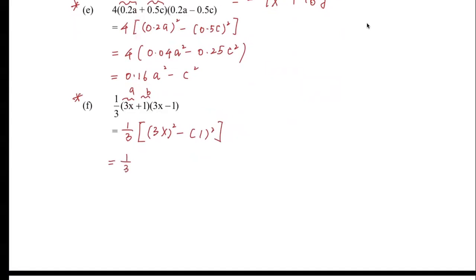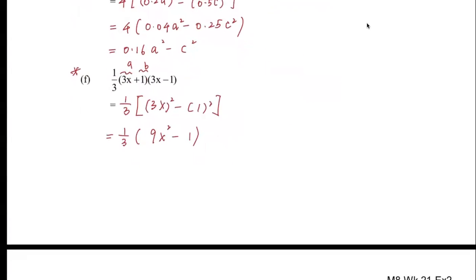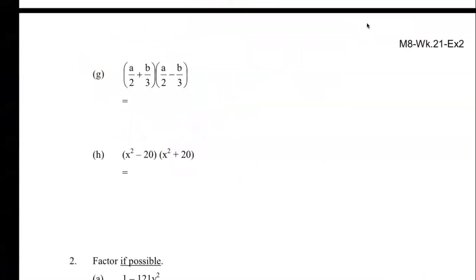1/3 times 3x squared is equal to 9x squared minus 1, right? And when we factor in the coefficient 1/3, the answer is 3x squared minus 1/3. Okay. And question G.